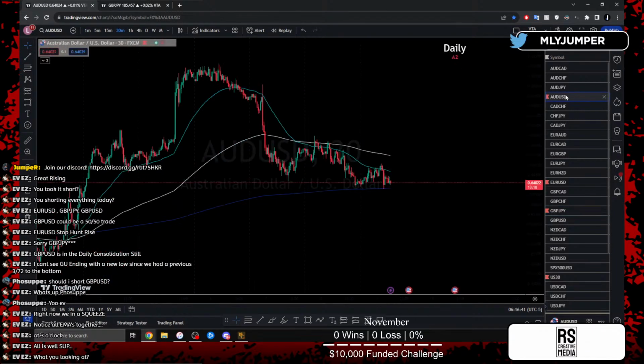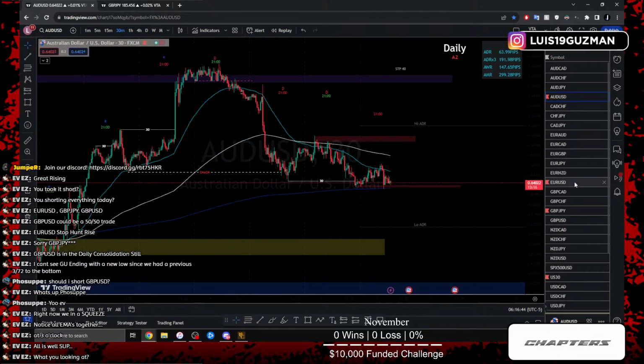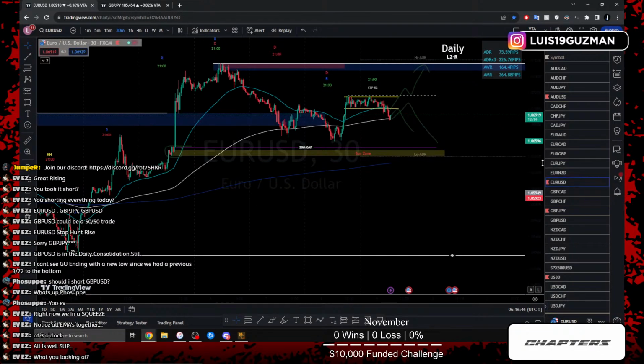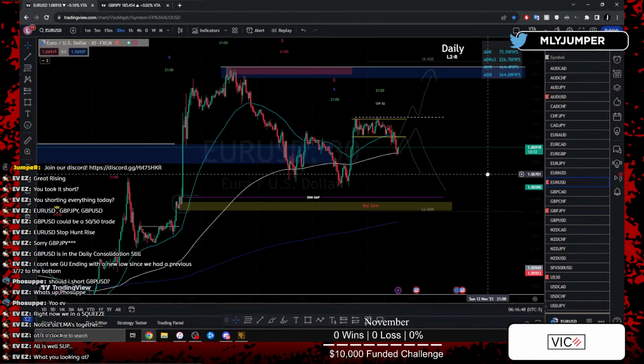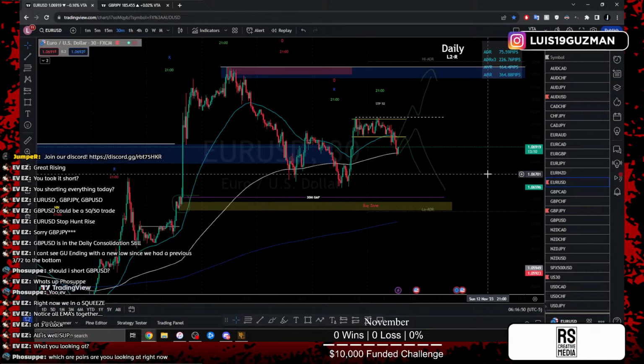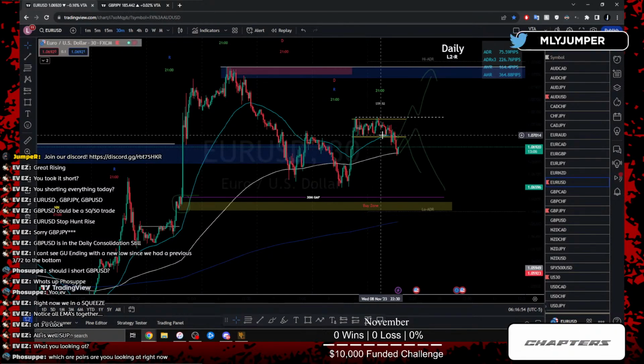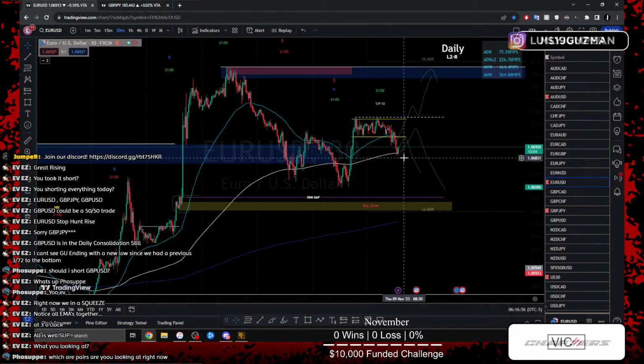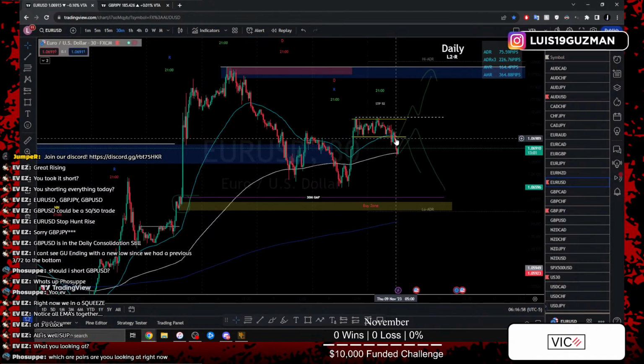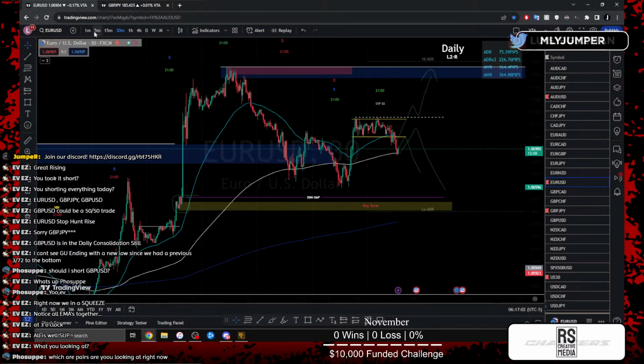GU still good. EU still at the bottom. All right. Next one I want to take a look at is EU. We have consolidation. Broke out of the consolidation. Broke below the red candle that wasn't touching the zone. Confirmed the break. Now we want to see a retest.